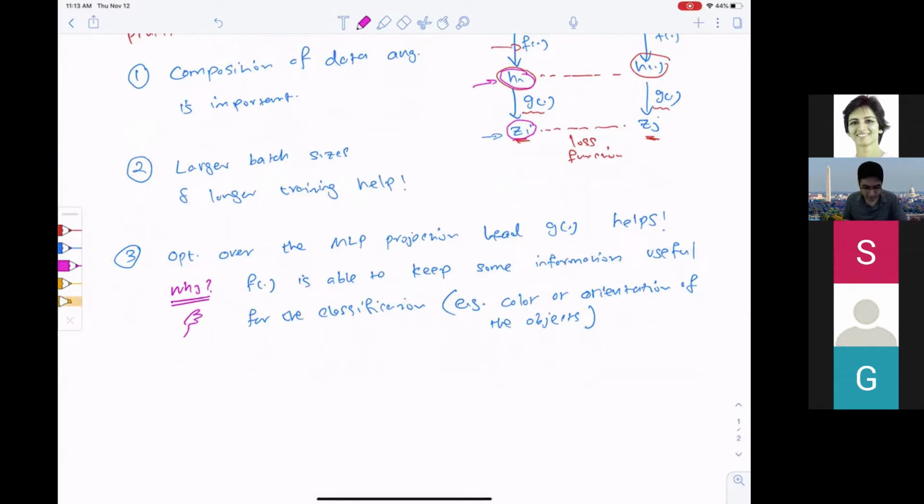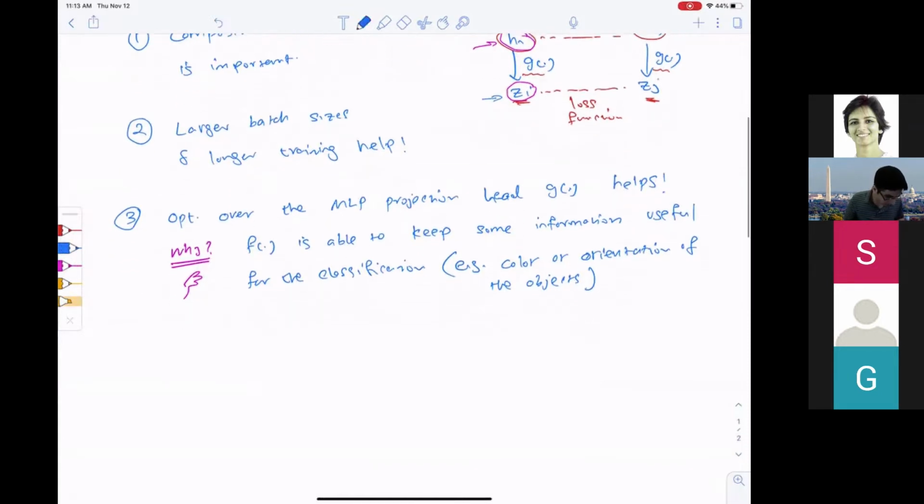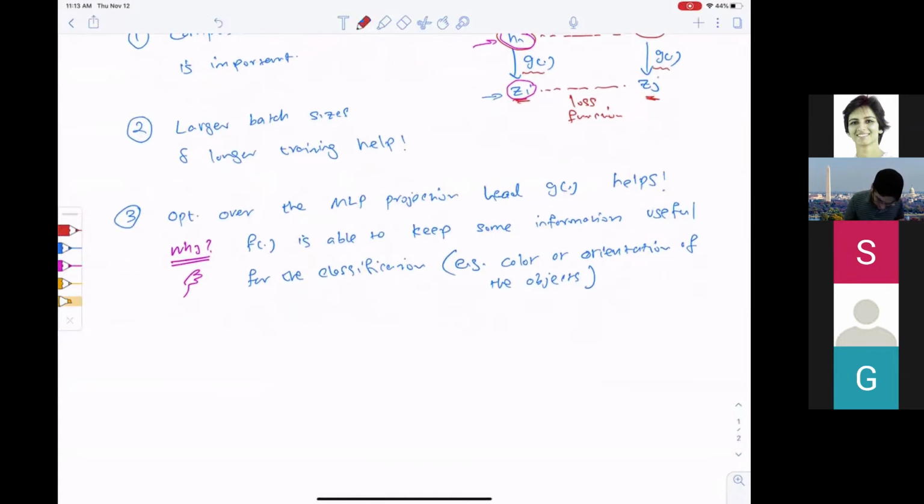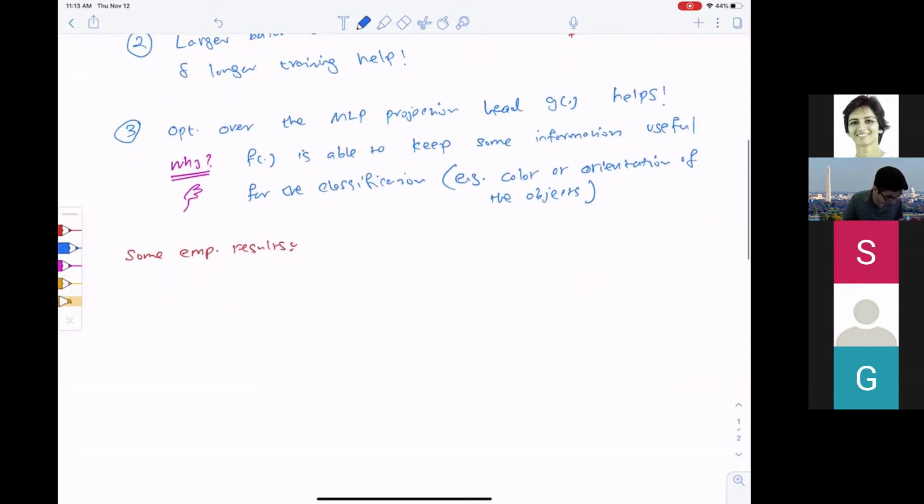Okay, so I'll finish the practical part by just showing some empirical results that they have obtained. The empirical results are pretty impressive. So they look at the ImageNet top 1 accuracy.